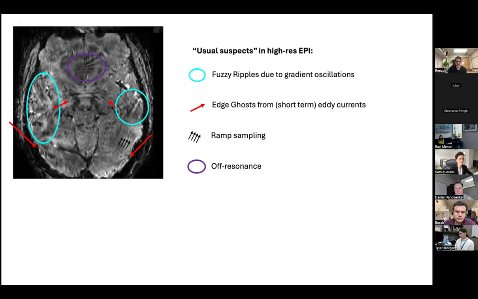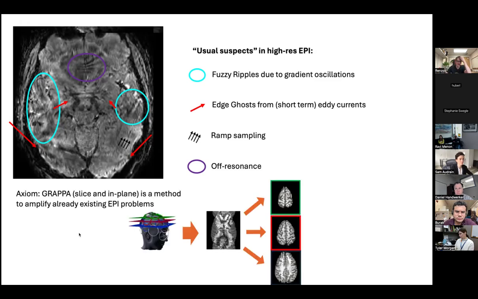So I'm trying to work on those with the axiom that GRAPPA is basically an EPI problem amplification machinery, where we know that in GRAPPA, or acceleration in general, we are skipping k-space lines, in slice or in phase encoding direction, and this imposes aliasing patterns.